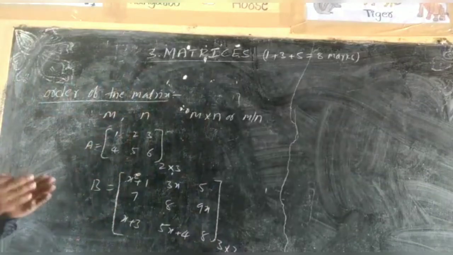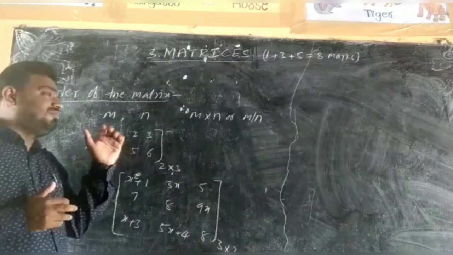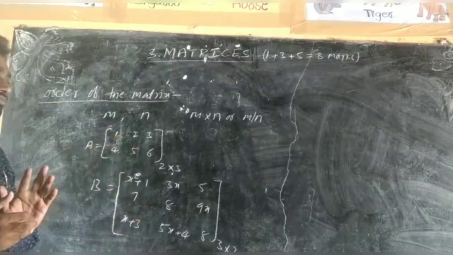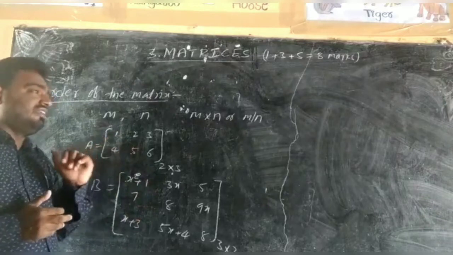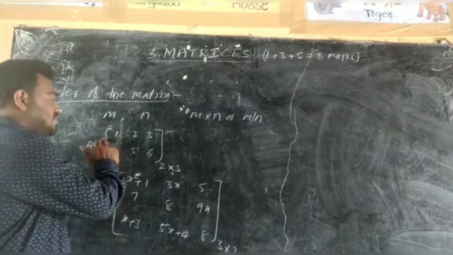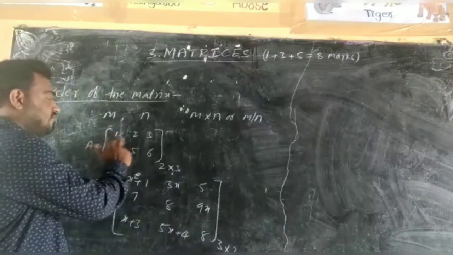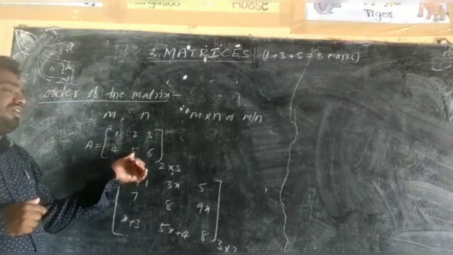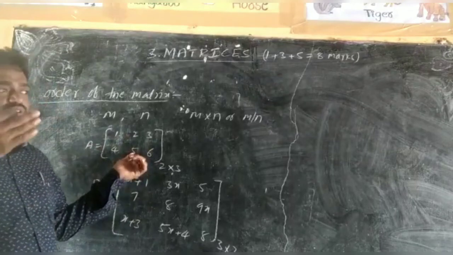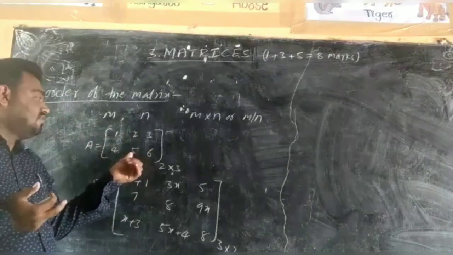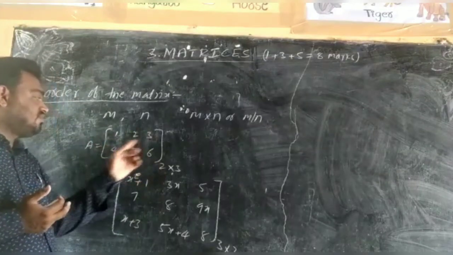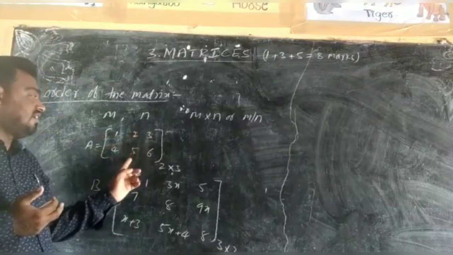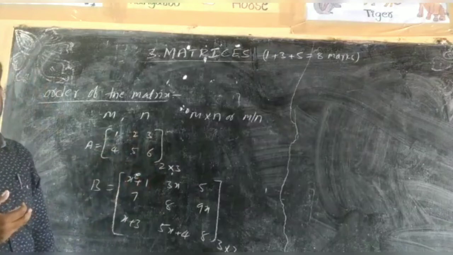You see how we are writing the element position in the matrices. Simple. This one is present in the first row, first column. What about 5? In this matrix, 5 is present in which row, which column? This is the first row, this is the second row. Second row, second column element is 5.